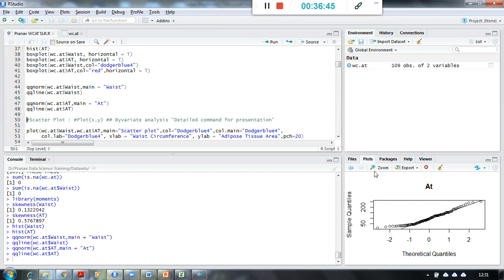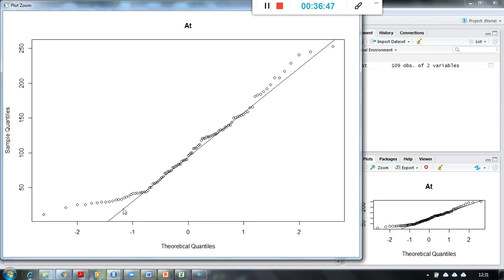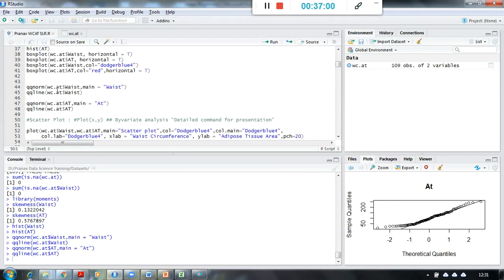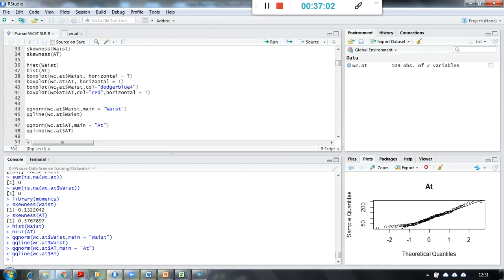And let us plot it now for AT, and you see over here, except for some of the data points, most of the data points are close to the line or on the line. So AT is probably normal, but waist has a little bit of scatter, which means that people with different waist circumferences are there in our example data.